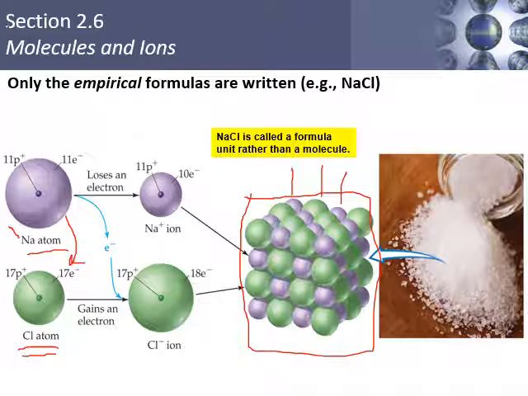Instead of trying to name this whole thing, since they vary in size, we just take the basic unit, which I'm drawing a box around right now. That's 1 sodium and 1 chlorine when they've bonded. And we call that not a molecule, but a formula unit. And of course, this is just table salt, as you see over here on the right. Next slide.